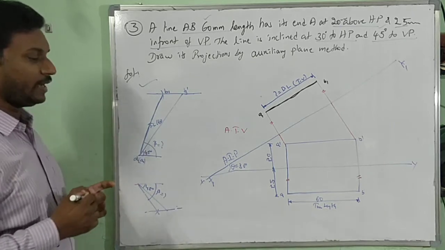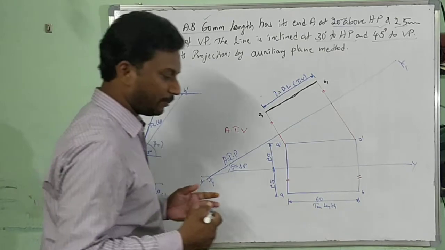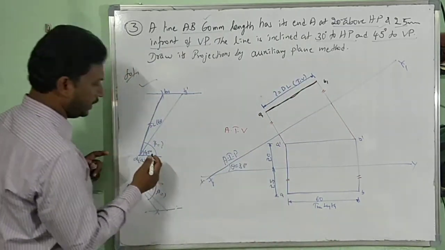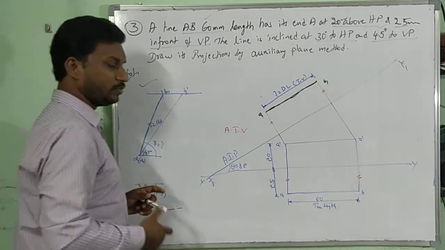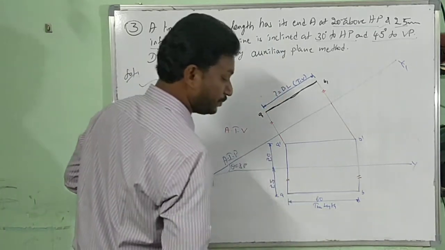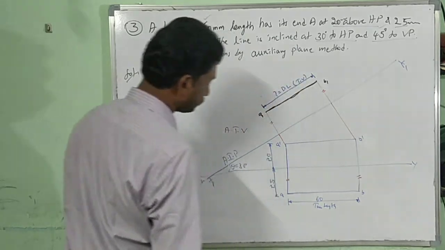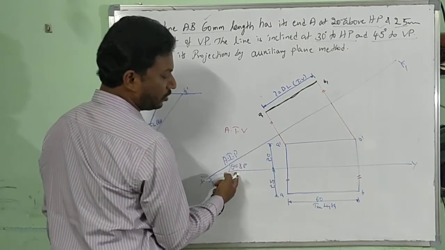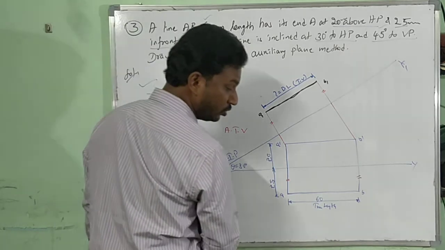Now once that apparent angle beta is determined, suppose that apparent angle may be 45 degrees or more, it may be 60, 70 or 80, that you are supposed to draw with respect to the new reference line x1, y1. See here, x1, y1 is there. For xy you have drawn 30 degrees, the auxiliary inclined plane. Now what do you have to do next?